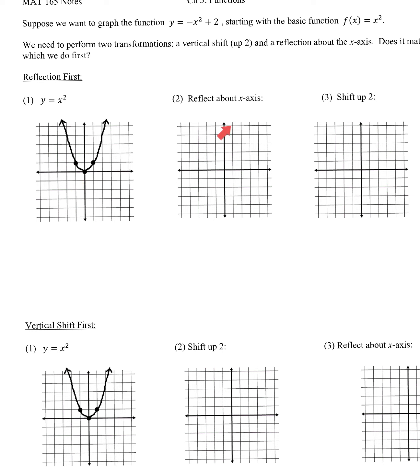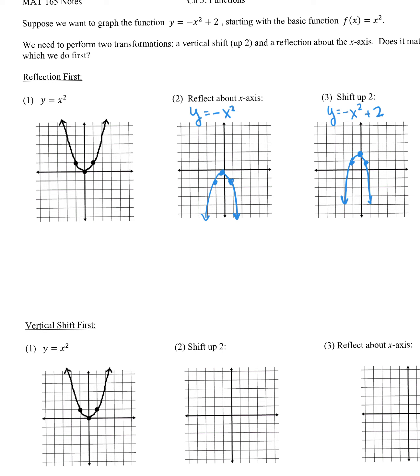If we reflect this about the x-axis, our graph would look like this, and our function would be negative x squared. In the next part of the graph, they want us to also shift this up 2 places. So our graph would look something like that, and our function would be negative x squared plus 2.